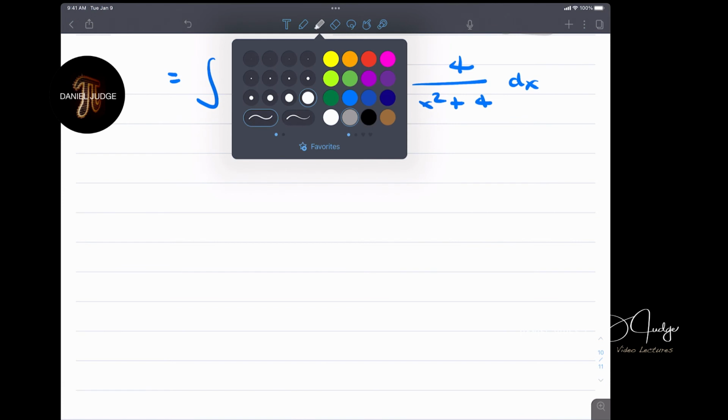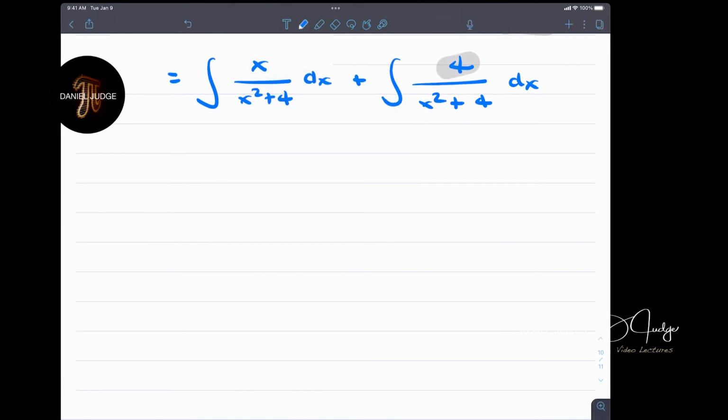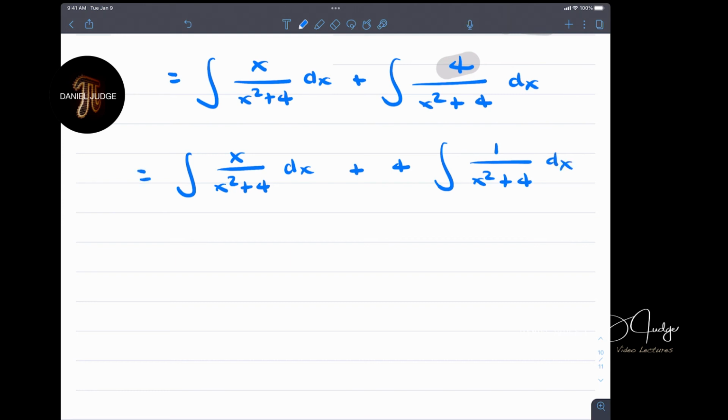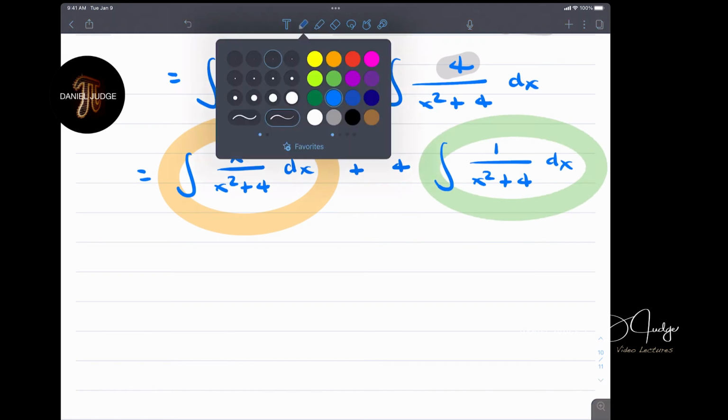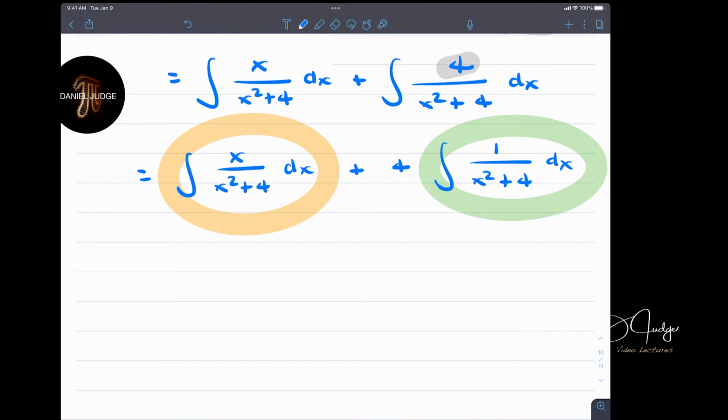Now recognize this, the second integral, a constant comes out. So I have x over x squared plus 4 dx, plus 4 times 1 over x squared plus 4 dx. Okay, so there's two integrals. Let me share with you guys this one. Integral 1, integral 2. Just change the color. I1, I2. There's a constant 4. So I have a sum of two integrals.